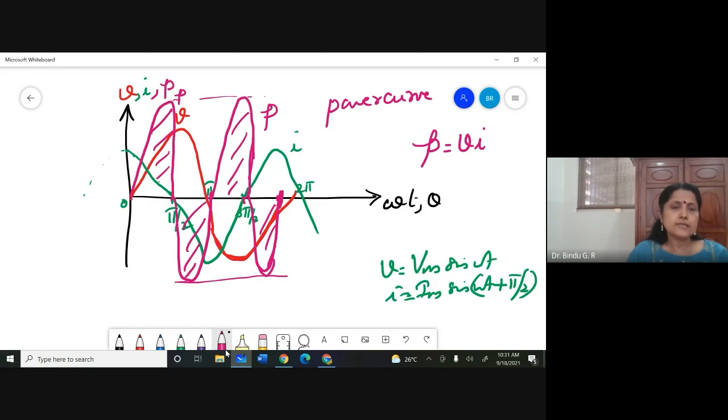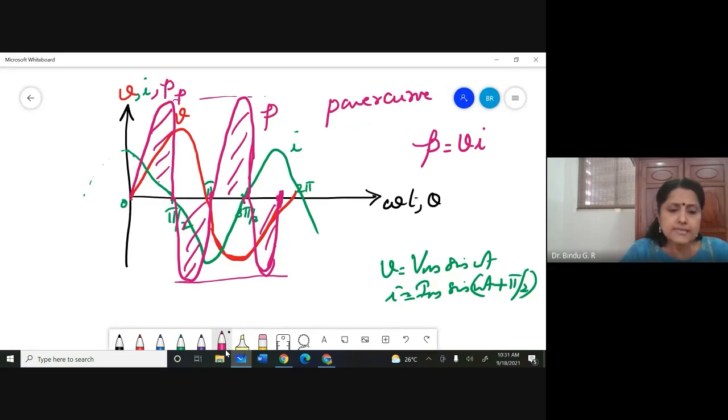Which means that even from the power curve, you're having energy supplied by the source towards the capacitance electrostatic field. Then from pi by 2 to pi, it is negative power. Negative power means the power is being supplied back to the source, which means energy is flowing back and forth.